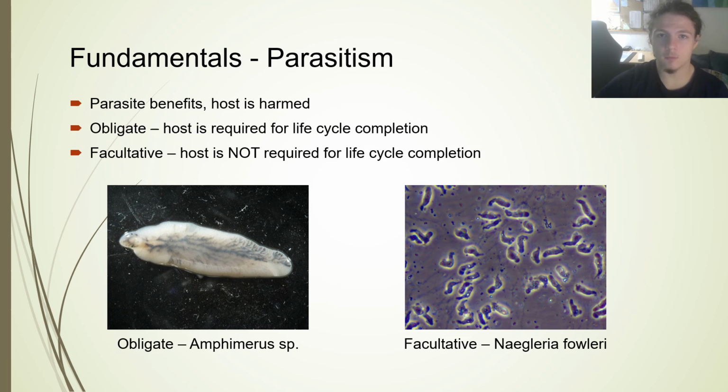An example of an obligate parasite would be the species of Amphimerus, or the liver flukes, while a facultative or opportunistic parasite would be Naegleria fowleri, or the brain-eating amoeba, which sometimes infects humans, but it is not required for the completion of its life cycle, and usually lives in very warm ponds.